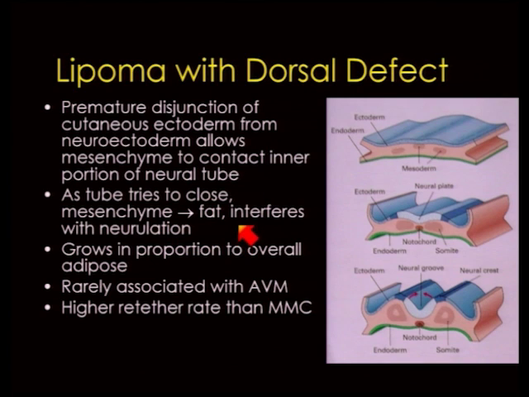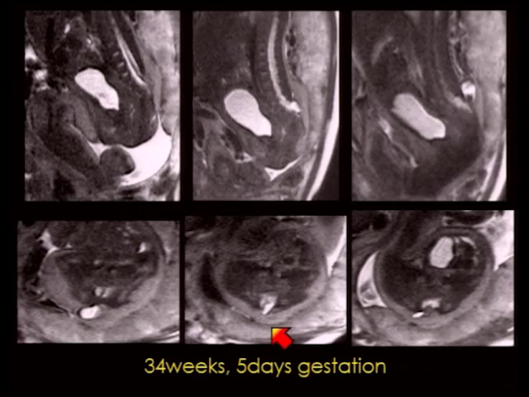As this tube tries to close, the mesenchymal structures, because they're not in the right place at the right time, their default is to turn into fat. And that fat sitting against the ependymal surface of the spinal cord interferes with neurulation. This fat can grow, so very often you don't see very much fat in the neonatal period, and it can enlarge over time. They may be associated with arteriovenous malformations, and they have a high retether rate, higher than what we see with the myelomeningocele, and I'll show you why in a minute.